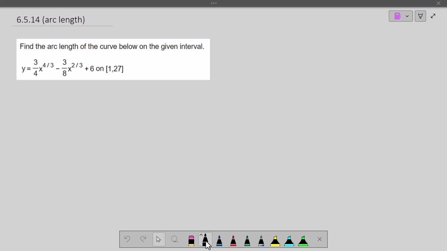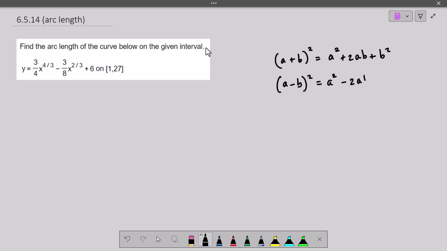Let's figure out the arc length of this curve on the interval 1 to 27. We will be using this algebra fact. Remember that (a plus b) quantity squared is a squared plus 2ab plus b squared. And similarly, (a minus b) quantity squared is a squared minus 2ab plus b squared. What I want you to notice is that the only difference is the sign of the middle term. So keep that in mind.